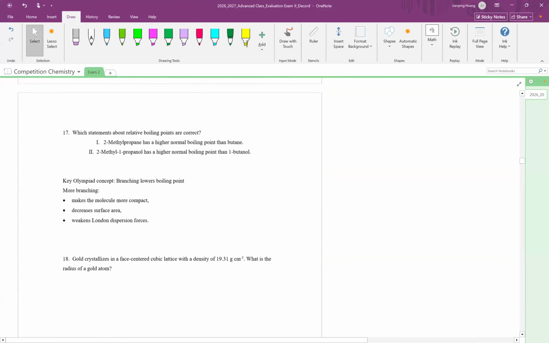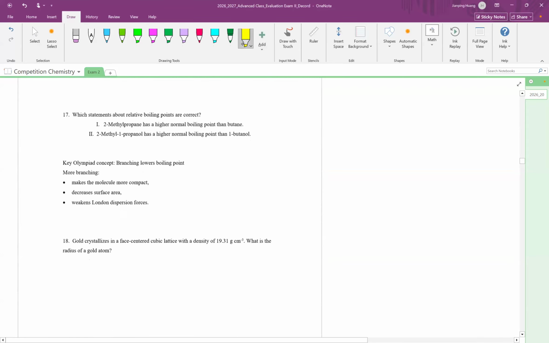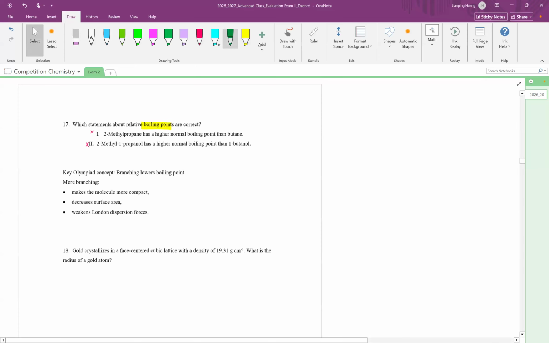Go to the next one. Which statement about relative boiling point is correct? The answer tells you, so you can grade yourself. Not this one, not this one. Both are wrong. Neither one nor two. Let's discuss. Okay. What is the boiling point? What's this? 2-methyl.